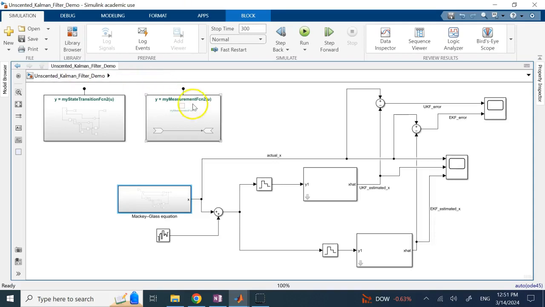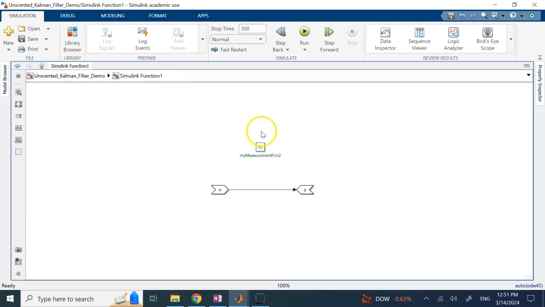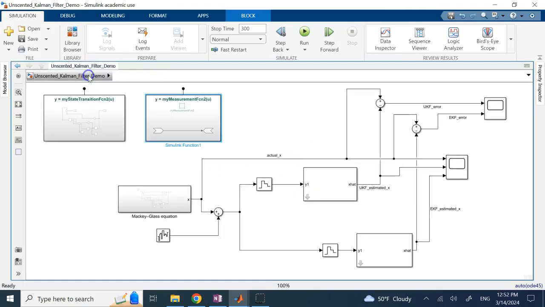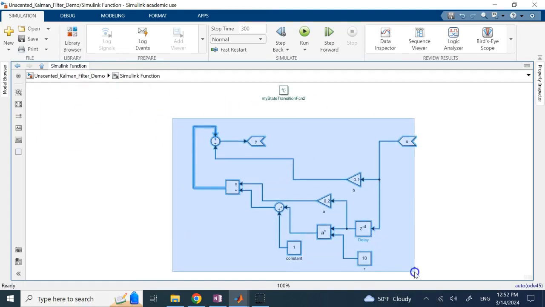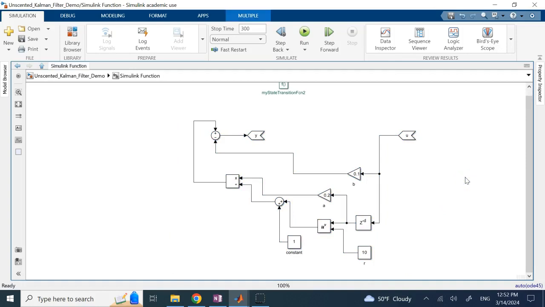So let's look inside these two functions. The measurement one is very easy. The only thing I'm observing is x. So you see this Simulink function will take the input and just pass it as the output. So y in this case is equal to u, and u here is what you pass to it as x. So this is basically just an identity function. And my state transition function is exactly the Mackey-Glass equation, except for what? For the integrator.